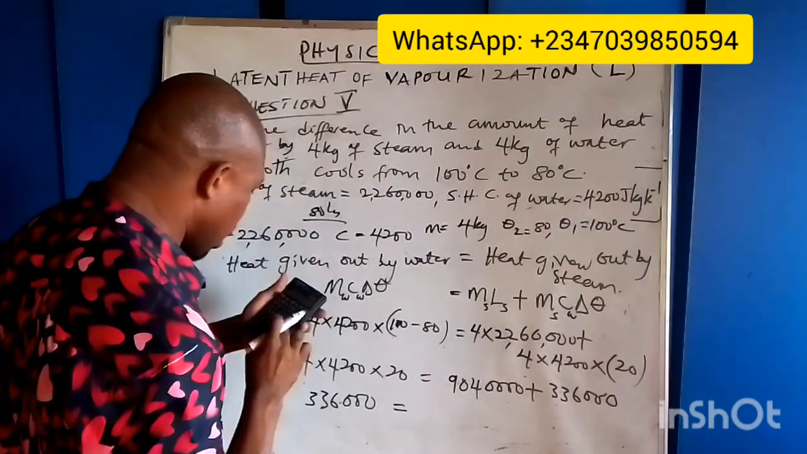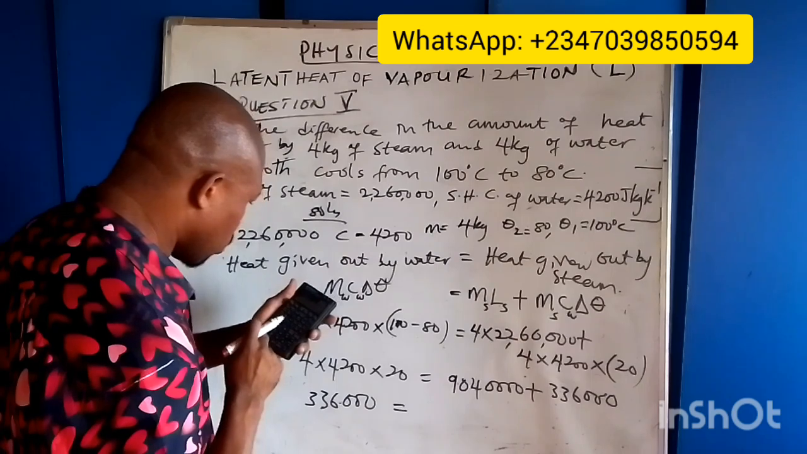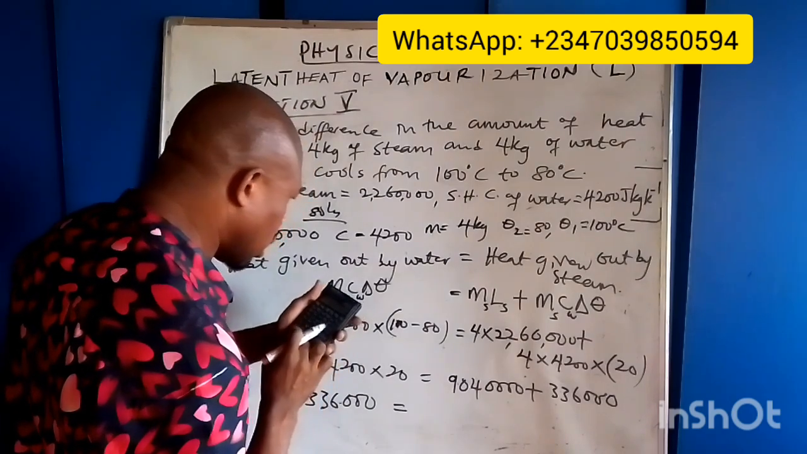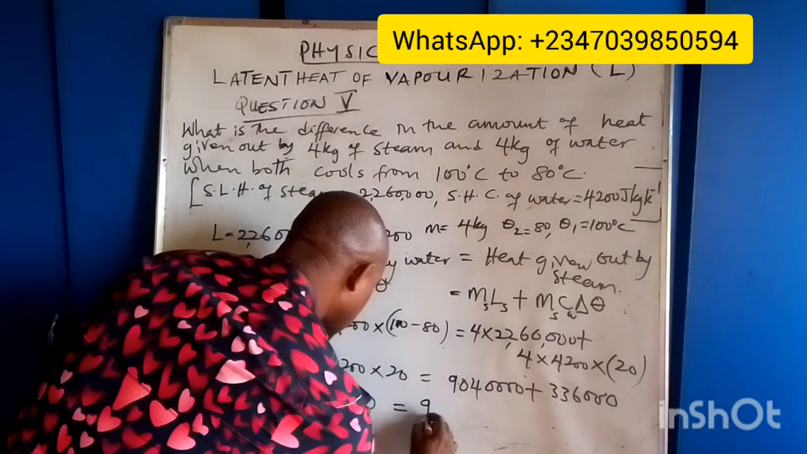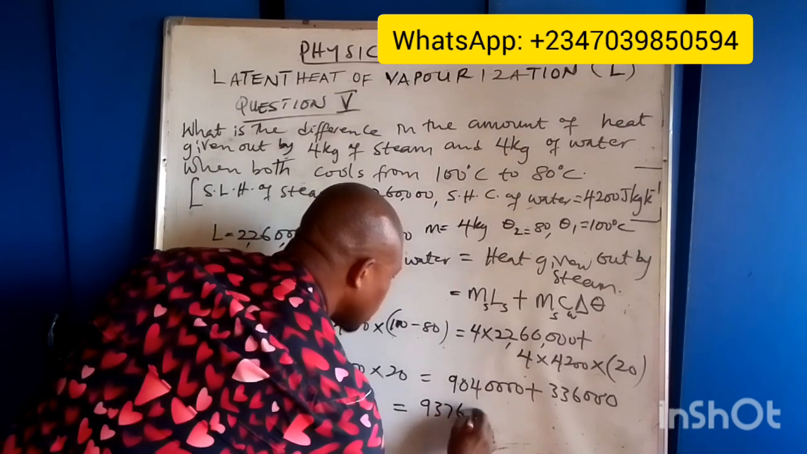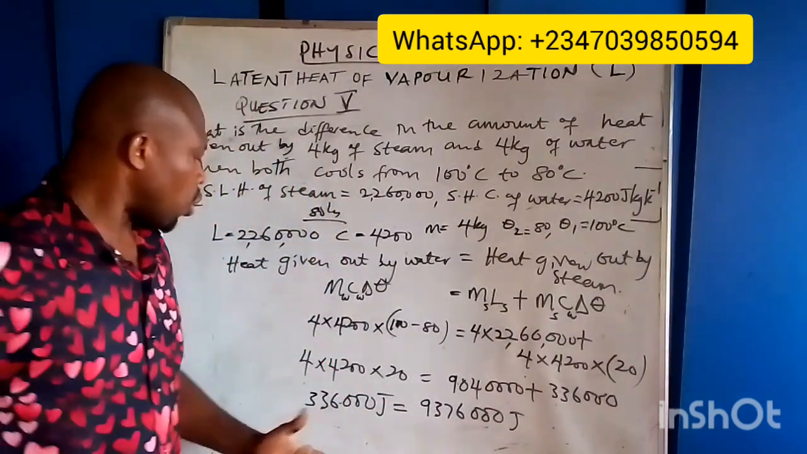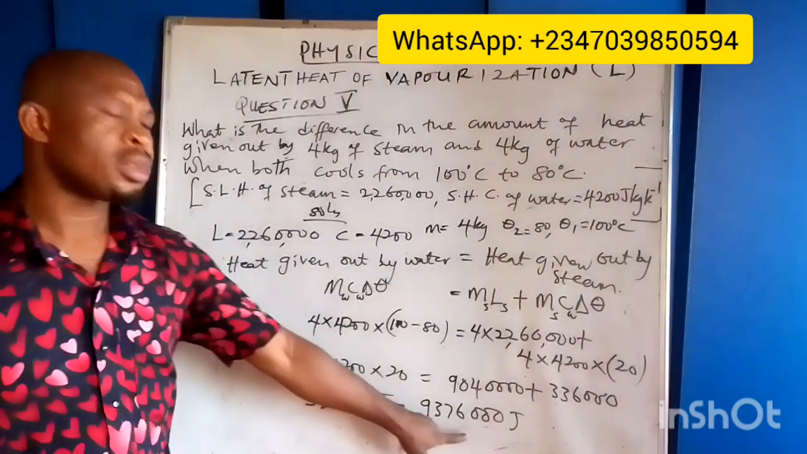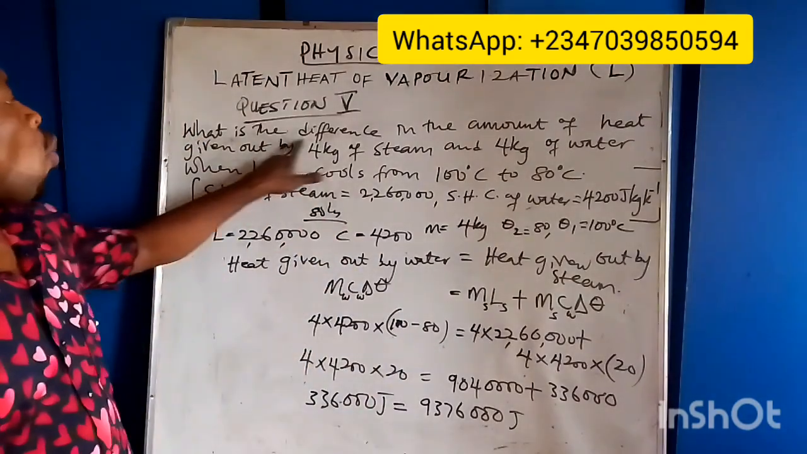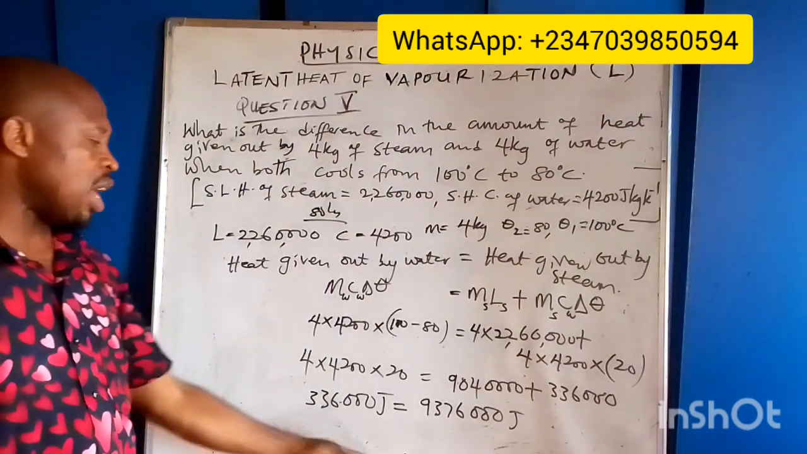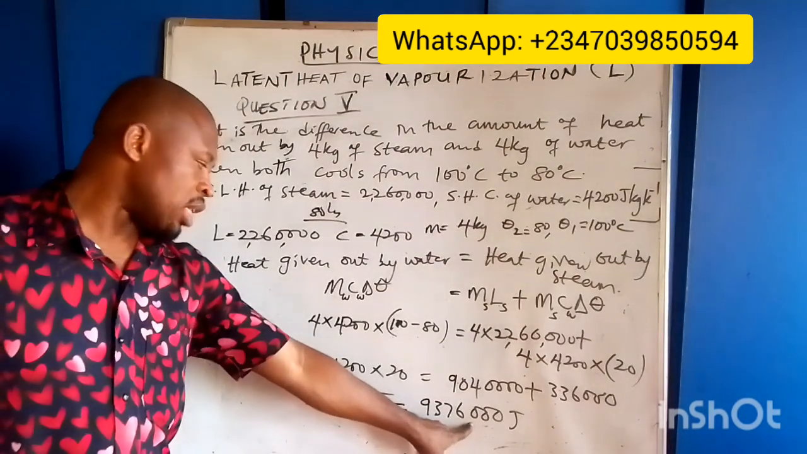If I add 904,000 plus 336,000, it will give me 1,240,000 joules. This is the heat given out by steam, and this is the heat given out by water. We cannot stop here because the question asks what is the difference in the amount of heat. So the difference will be this minus this: heat given out by steam minus heat given out by water.